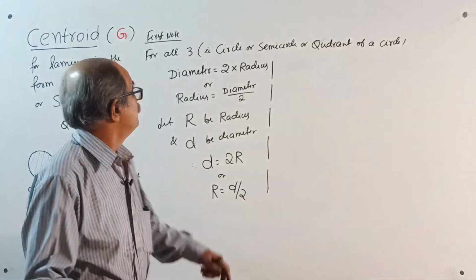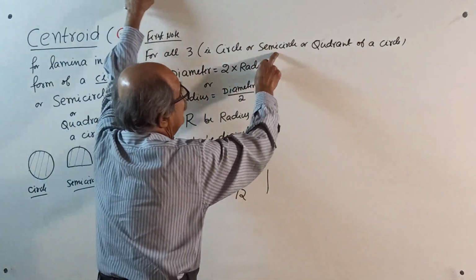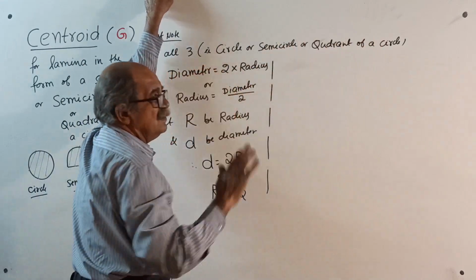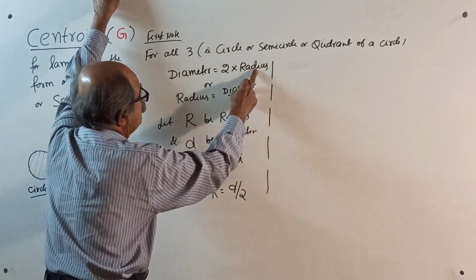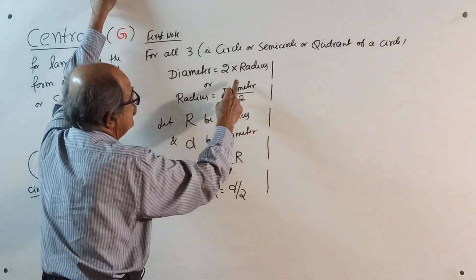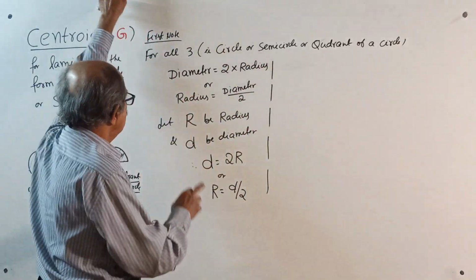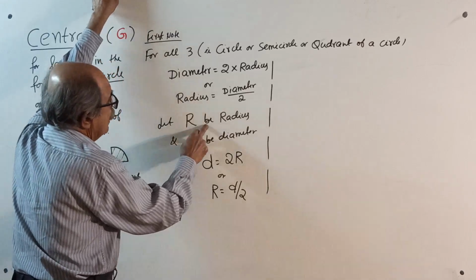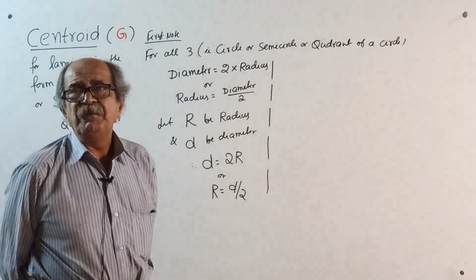Simple mathematics. For all three, circle, semicircle or quadrant of a circle, whichever you want, diameter is twice the radius, or radius is diameter by 2. Everybody knows about it. I will show my sketches. So, let the capital R be the radius. One small note you can make here: for radius, I am using capital R.